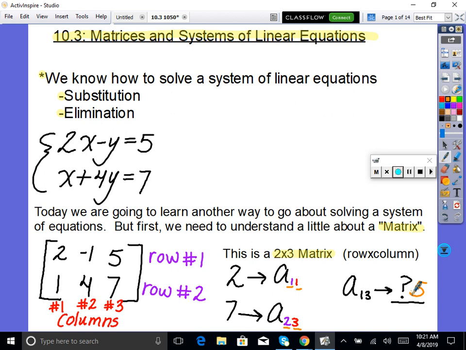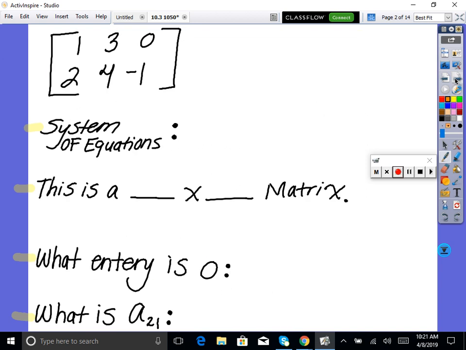Those are just some little things about a matrix. Not super important for what we're doing today, actually, but it's good to know. You don't need to write this down. Just watch. This is not important for today. I'm just making sure we know the basics for a matrix.